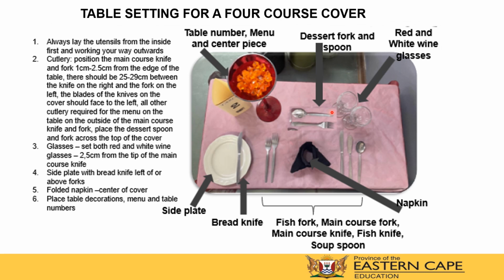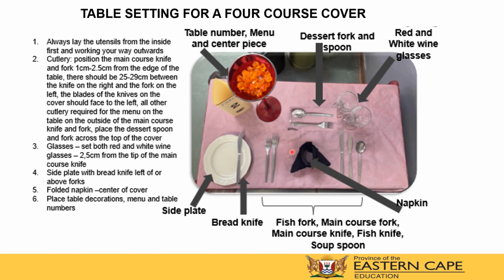Now with regards to the glasses, you must set both the red and white wine glasses 2.5 centimeters from the tip of the main course knife. Okay, and then your side plates. Here's your side plate here. It has your bread knife. It must be on the left of the cover firstly, as well as next to the forks.